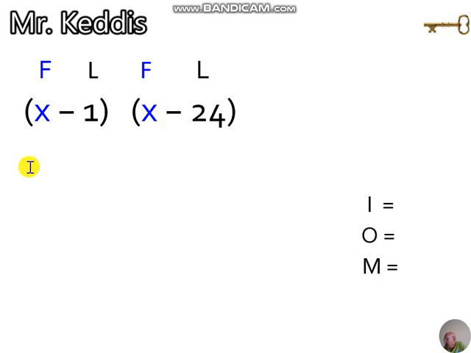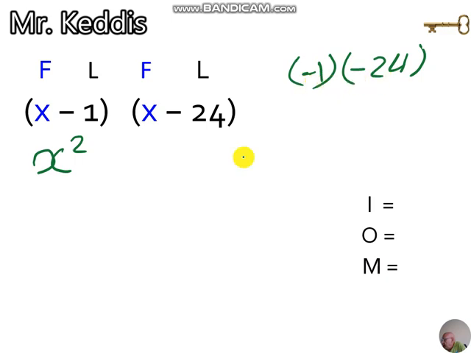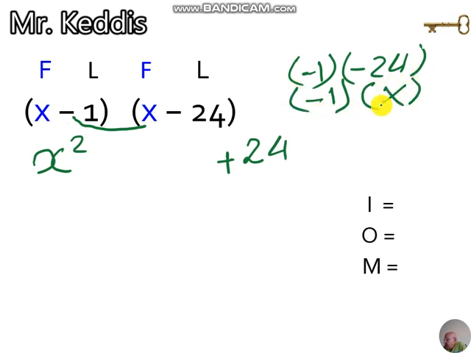Here, x times x, I get x squared. Last times last, negative 1 times negative 24. Negative times negative, I get positive. 1 times 24 is 24. And this is the inner term, which is negative 1 times positive x. Negative times positive, I get negative x.